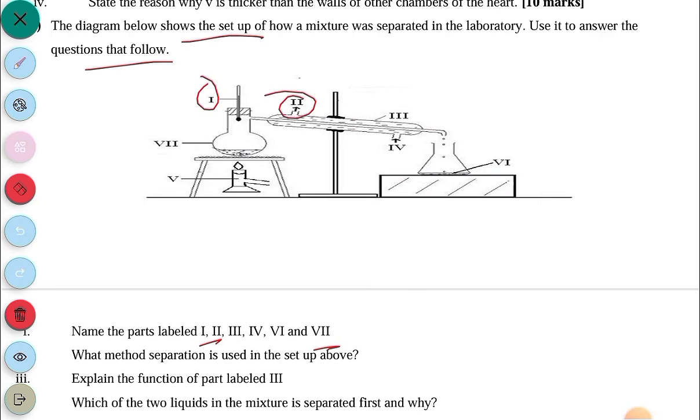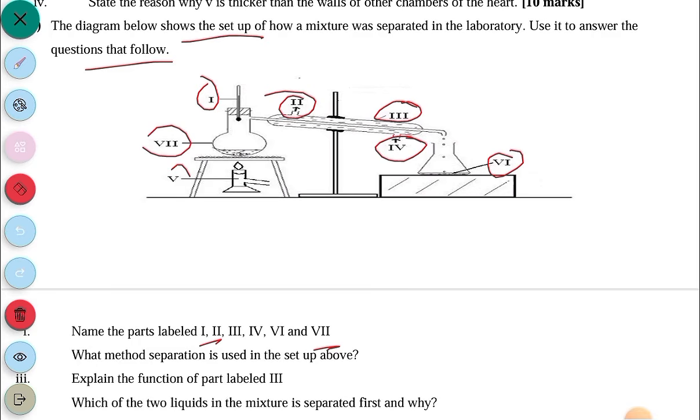I is an outlet, water outlet. II is a condenser. III is an inlet. IV is a Bunsen burner. V is called distillate because the process is distillation. So the distillate is what you have here. Then VI is known as the round bottom flask.